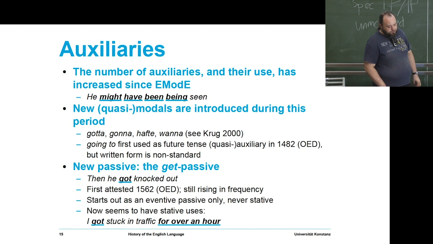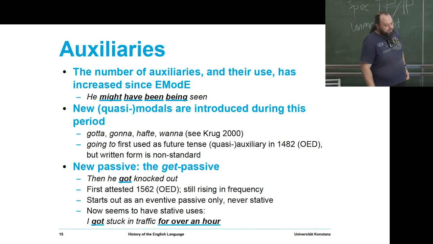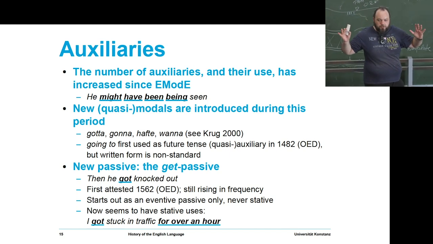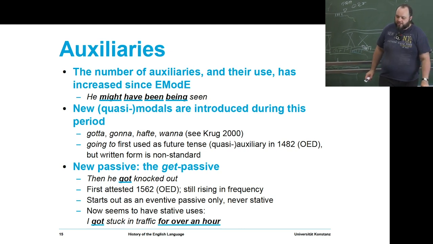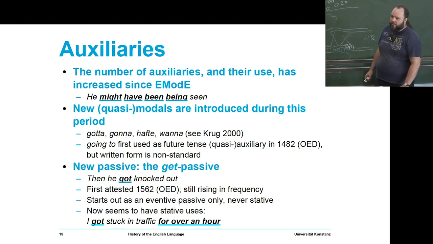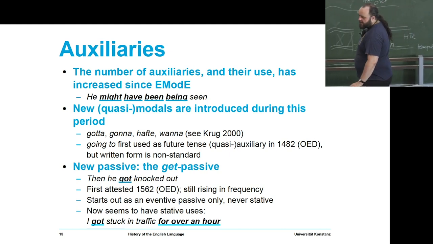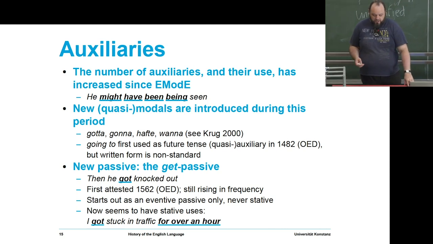So you can say something like, I got stuck in traffic for over an hour. Right. Now, because this has a duration, that means that what you're dealing with here is a real state. Something that held for a continuous period of time, which means that it can't be a pure event. It has to be a state. And it seems like the get passive can now be used in this context, at least by younger speakers and by more permissive speakers. So the get passive with get as a kind of passive auxiliary is on the increase.